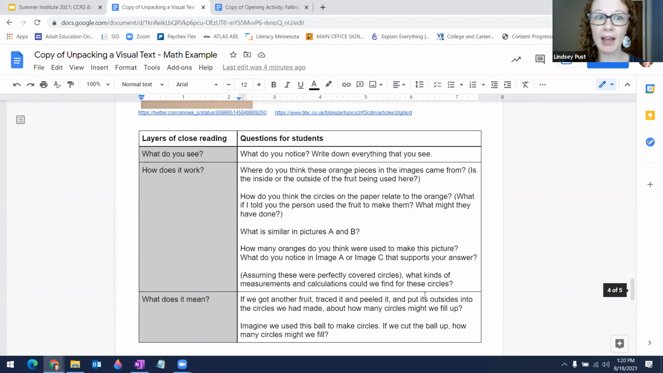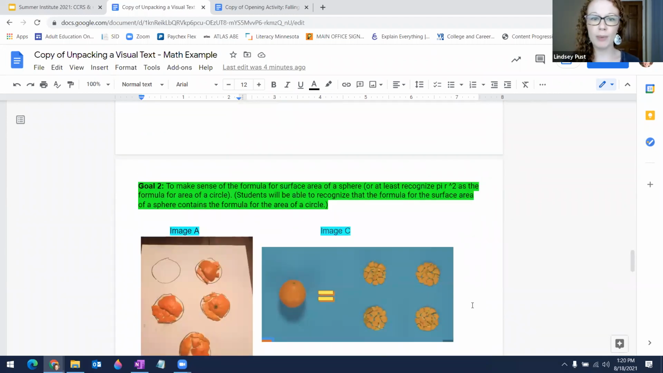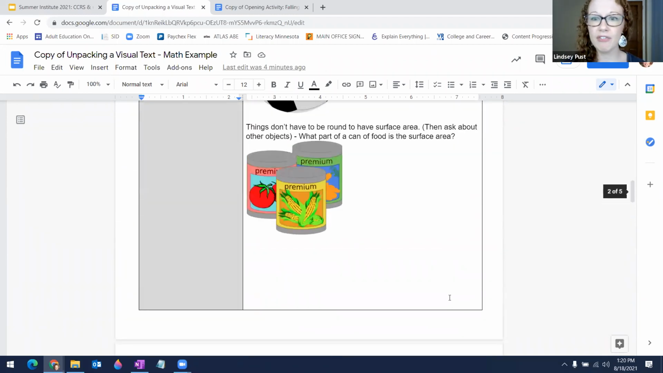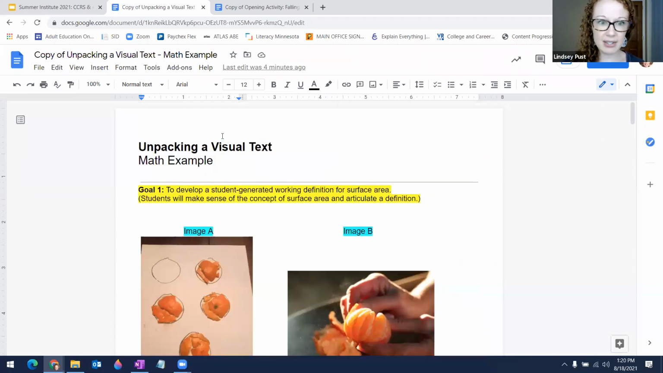So this can work in math, right? With deriving formulas or understanding formulas or definitions and leading students. So you will get this example. And this is courtesy of Abby Rosa. She really created this, and I thank her for that.